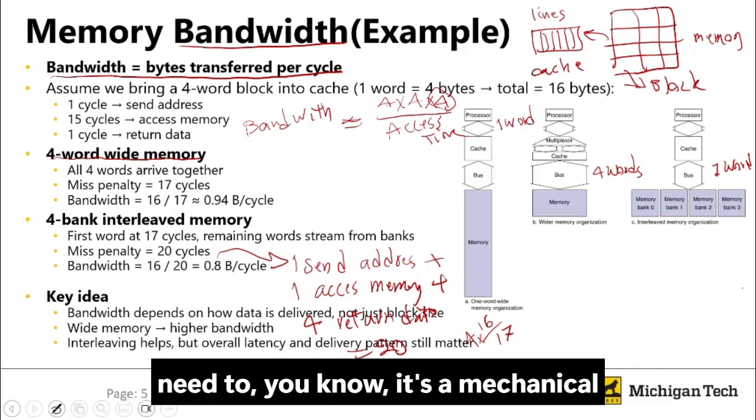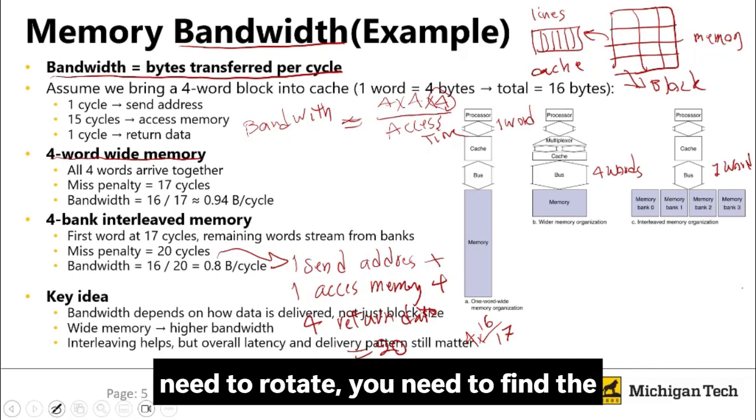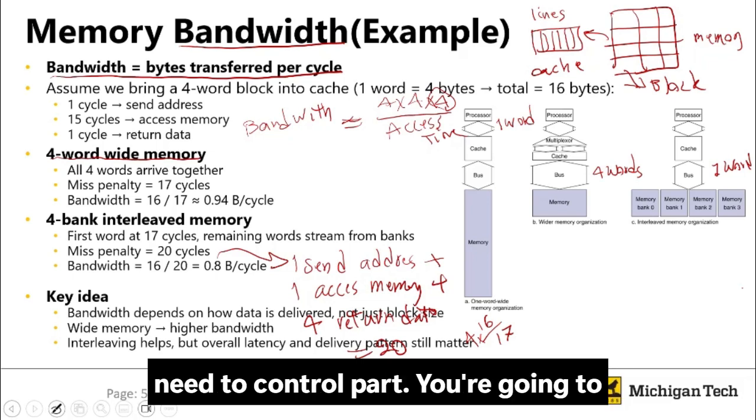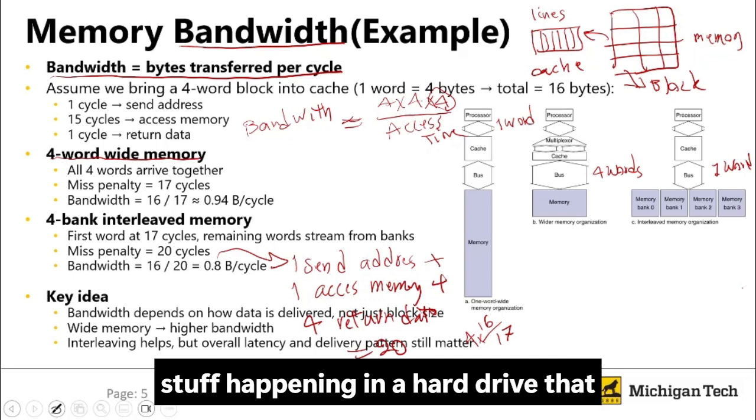In a hard drive, it's a mechanical thing. The head needs to move. You need to rotate. You need to find the sector. You need to transfer the sector. You need the control part. You're going to see them as well today. Lots of stuff happening in a hard drive that makes it slow.